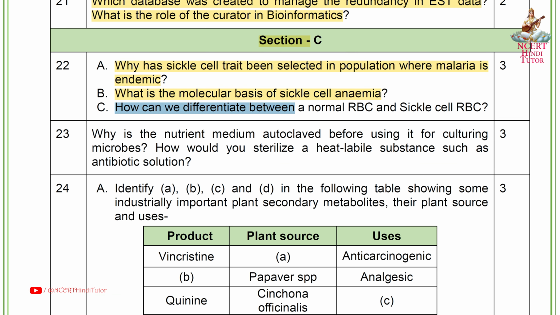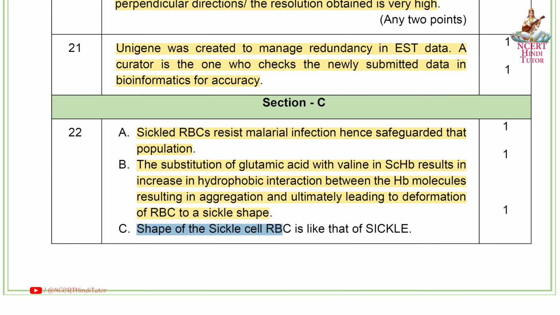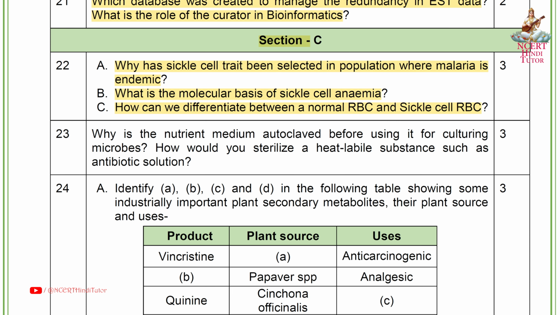C. How can we differentiate between a normal RBC and sickle cell RBC? Answer: shape of the sickle cell RBC is like that of a sickle. Question 23. Why is the nutrient medium autoclaved before using it for culturing microbes? How would you sterilize a heat labile substance such as antibiotic solution?